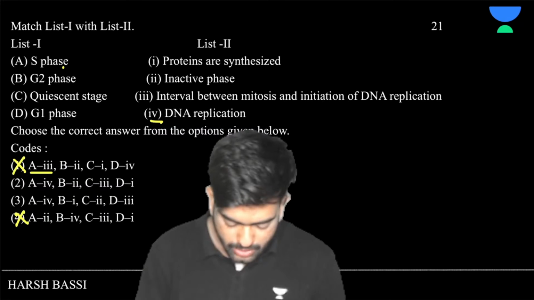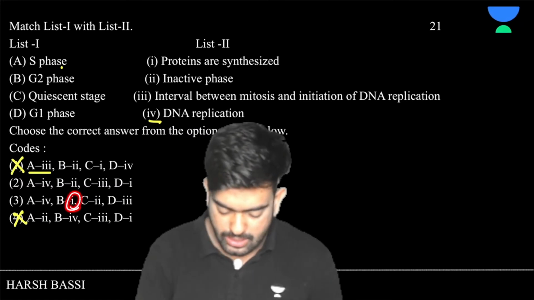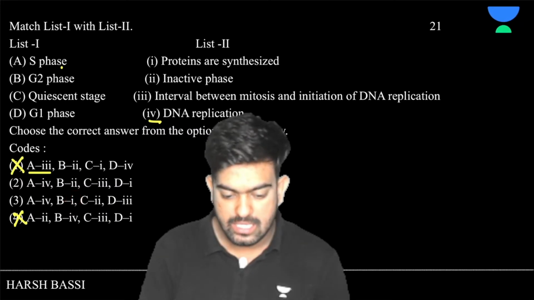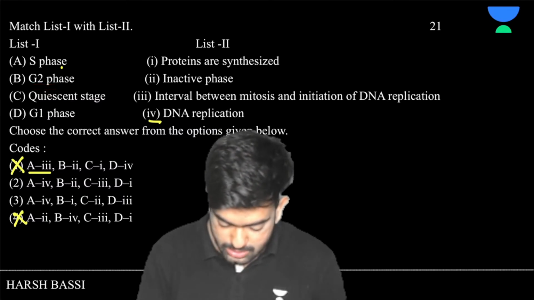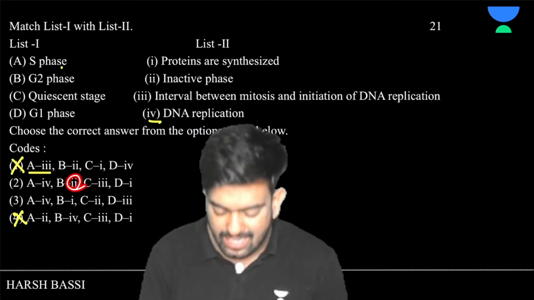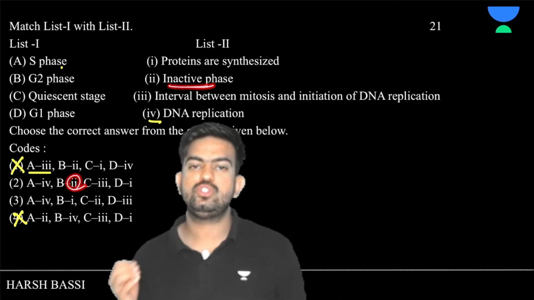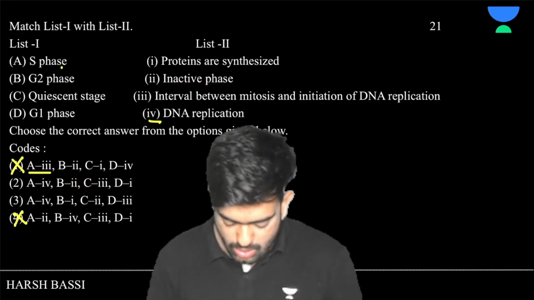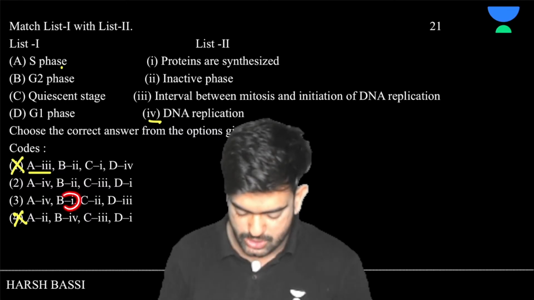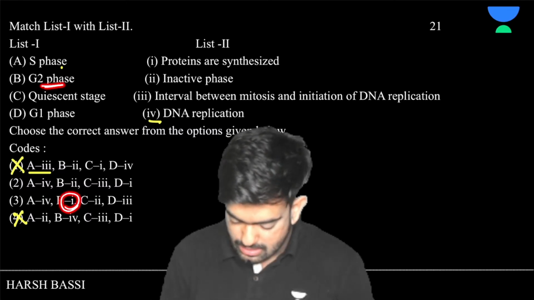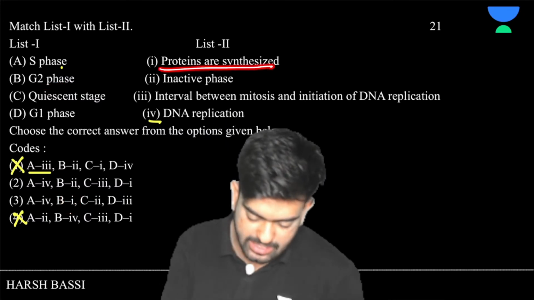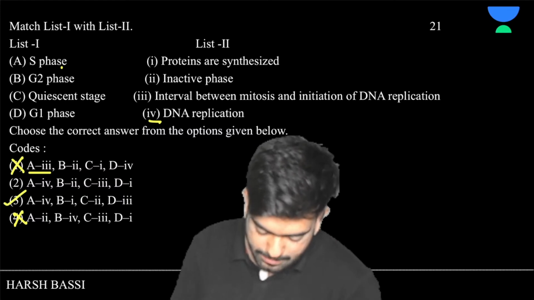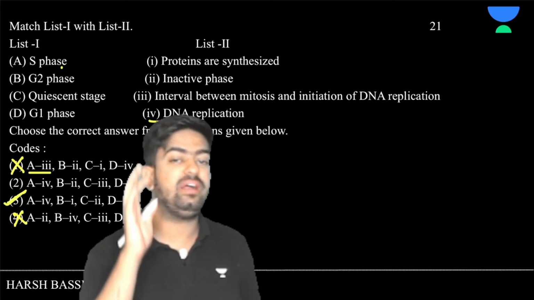Now let's go with B1. B says G2 phase. Is G2 an inactive phase? No, G2 phase is not an inactive phase. G2 phase represents that proteins are synthesized. Yes, so the correct option will be option number 3. This is how you have to solve this question.